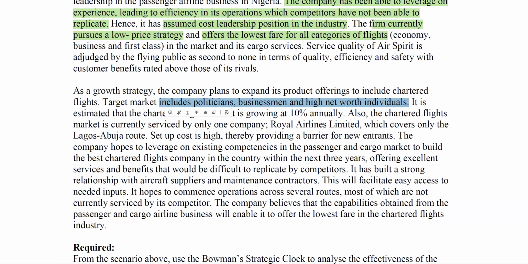You see, it is changing the kind of value that it is given, right? And it is estimated that the chartered flight market is growing at 10% annually. Also, the chartered flight market is currently serviced by only one company, Royal Airlines, which covers only the Lagos-Abuja route. Setup cost is high, thereby providing a barrier for new entrants. So this is the industry, right?